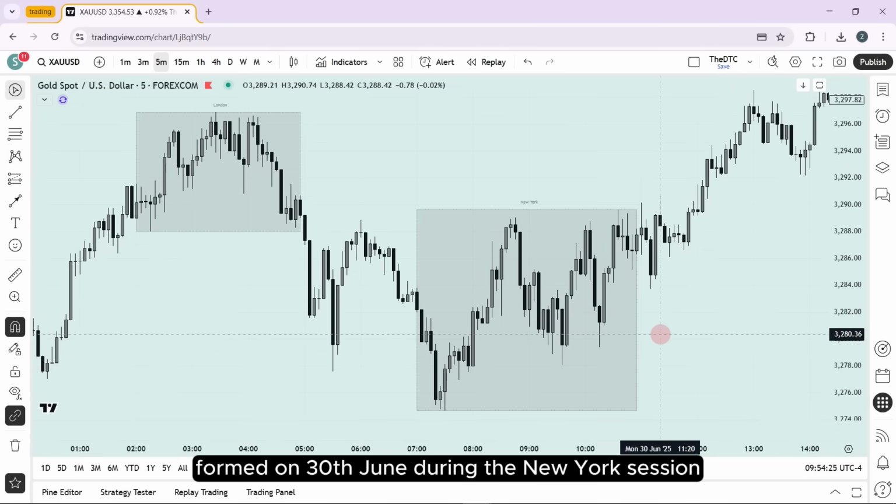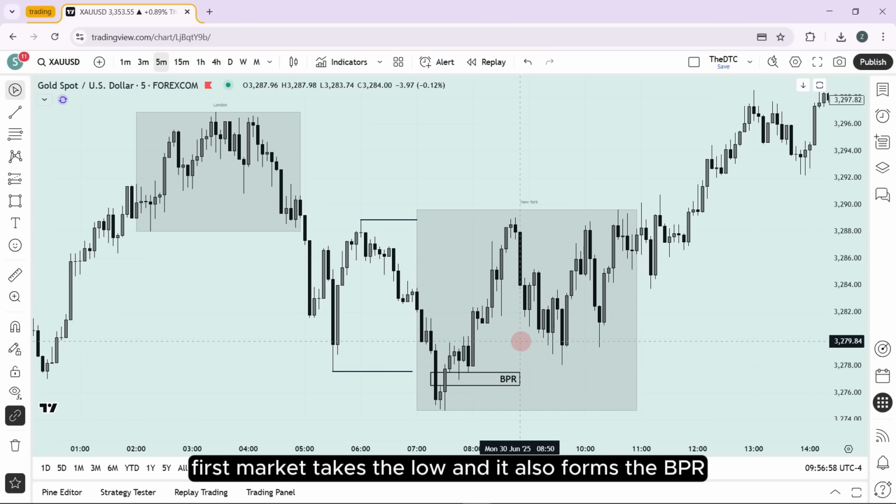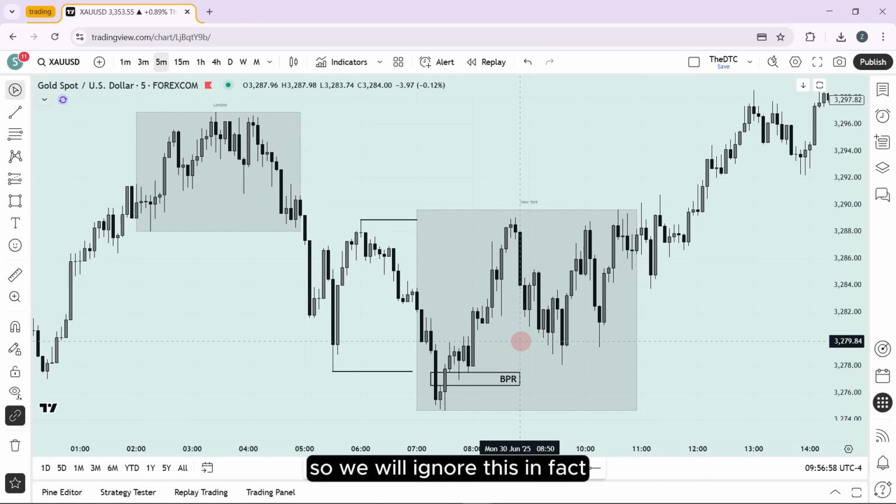Next one formed on 30th June, during the New York session. At the start of the session, we mark the recent low and high. First market takes the low and it also forms the BPR. This can be the setup of Venom model, but in this video, we are only discussing the setups that form with the confirmation of MSS. So we will ignore this.